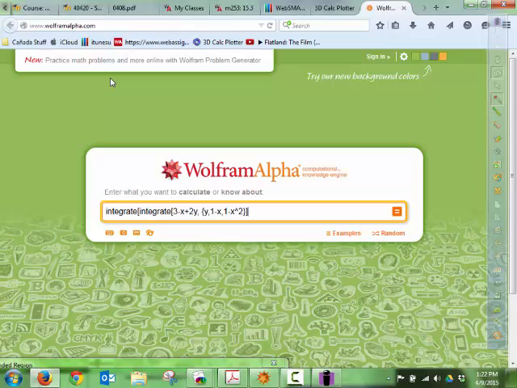So close that first integral, and then now I'm integrating that. After I integrate with respect to y, I'll integrate with respect to x from 0 to 1, and we'll see what happens.